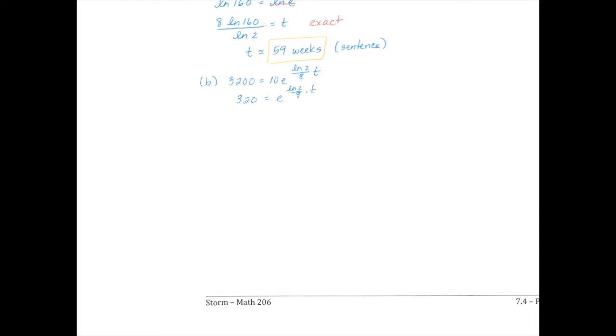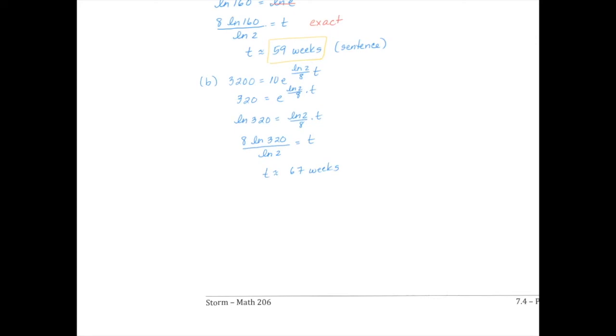And then when we take the natural log on both sides, we have the natural log of 320. The e will cancel, and we have natural log of 2 over 8 times t, which is the same as 8 times the natural log of 320 over the natural log of 2. Okay, again, this is our exact answer. If you plug this in a calculator, you should get approximately 67 weeks.